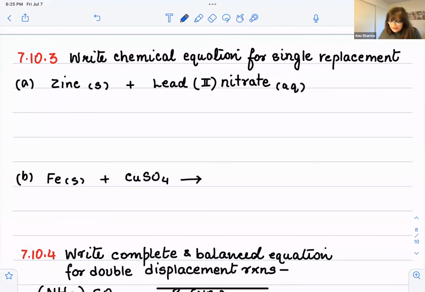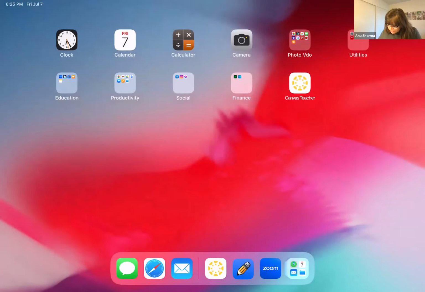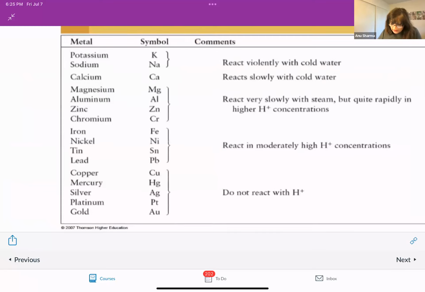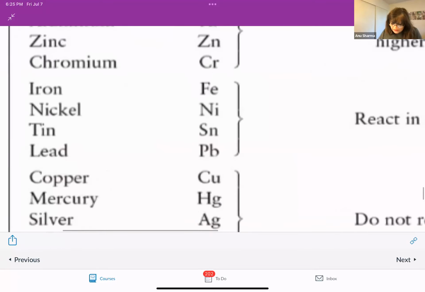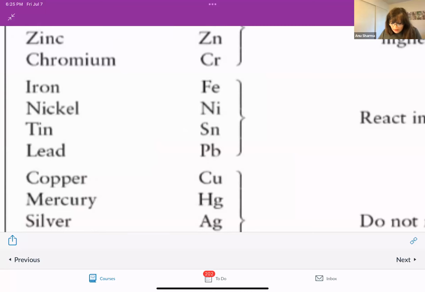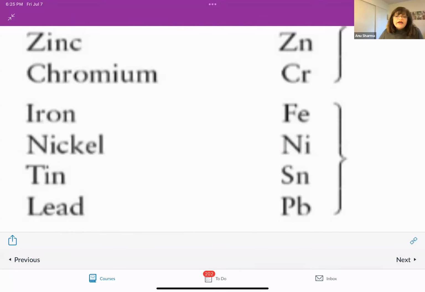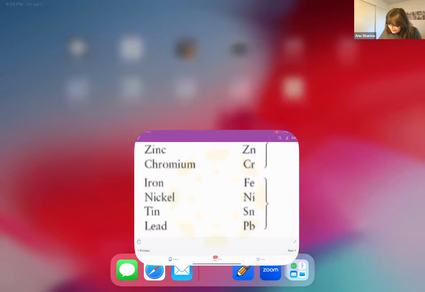Now we see here zinc and lead nitrate. Will zinc break the bond of lead nitrate or not? Let's look again at the activity series: where is zinc and where is lead? Zinc is right here, above chromium, and lead is right here, so zinc is above and lead is below. When zinc is above, zinc will break the bonds of lead with polyatomic ions or nonmetals, but lead will not be able to break the bonds of zinc. From top to bottom, it will happen. So zinc is above lead.